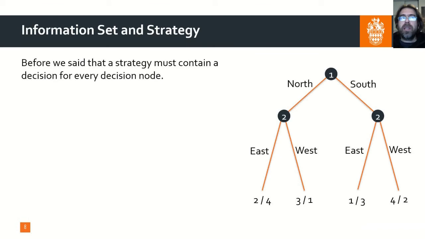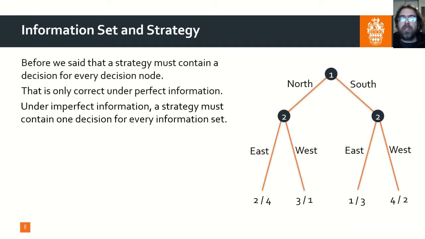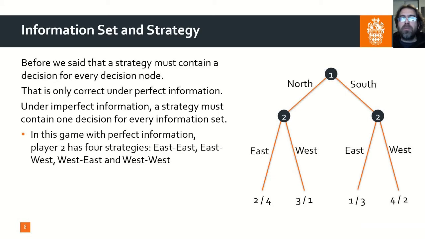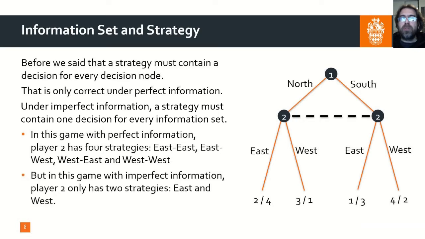In earlier videos, we said that a strategy must contain a decision for every decision node, but that is only correct under perfect information. Under imperfect information, a strategy must contain one decision for every information set. In this game on the right with perfect information, player 2 has 4 strategies: east-east, east-west, west-east, and west-west. In this game, where the two decision nodes are in the same information set, player 2 has only 2 strategies, east or west, because player 2 does not know whether player 1 has played north or south.